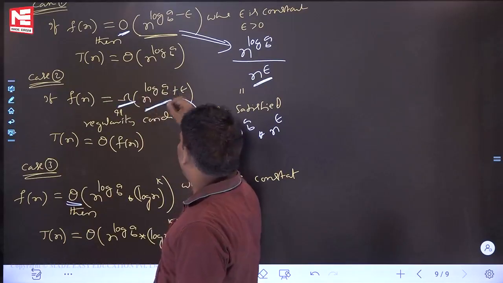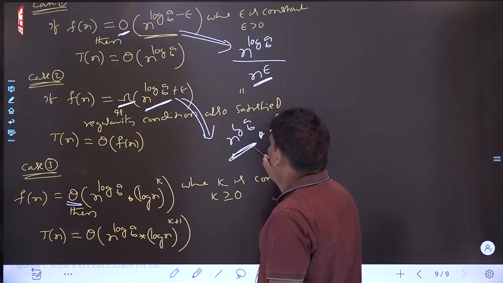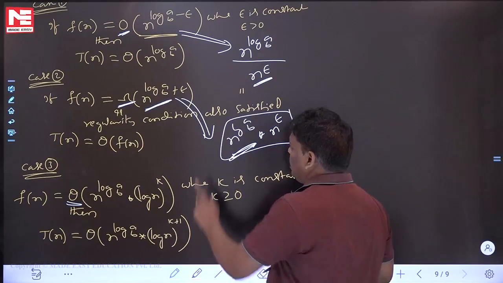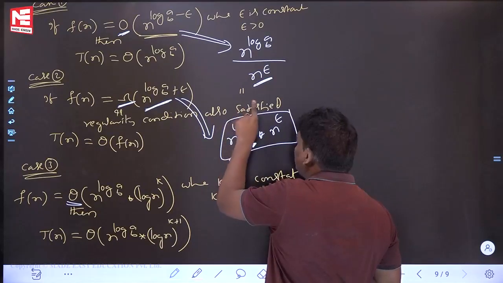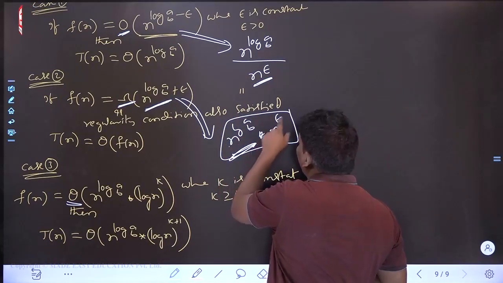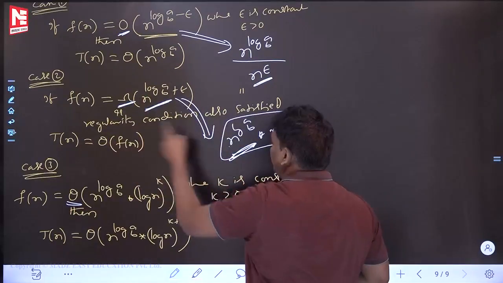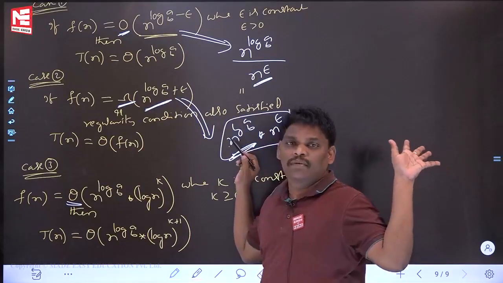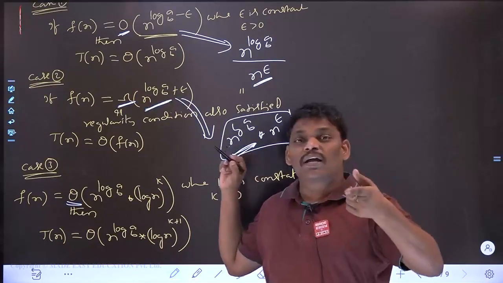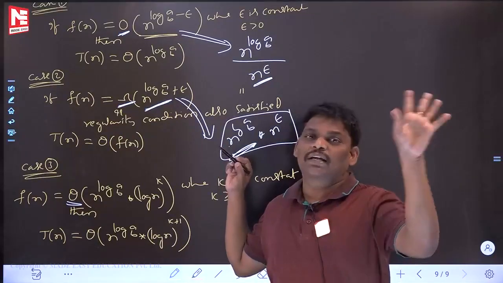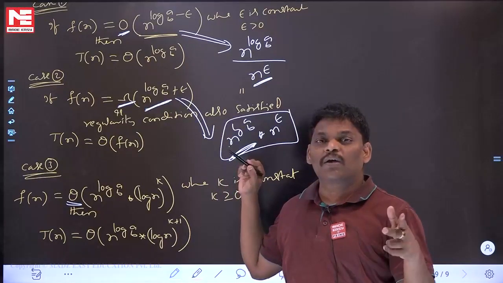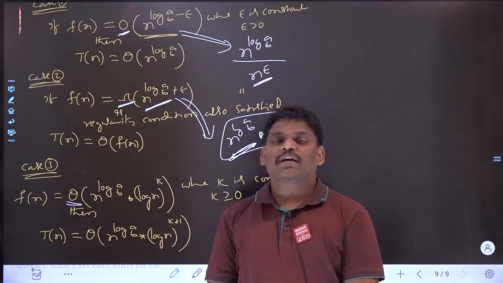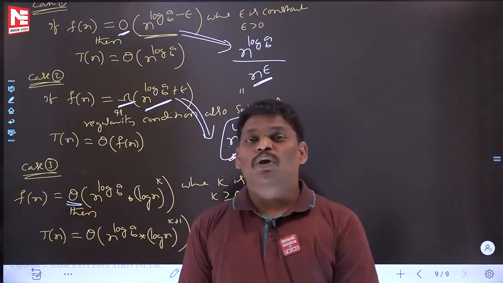In case 2, n power log a base b is smaller, but if you multiply by a polynomial, then it is equal to f of n. It indicates that n power log a base b is smaller by polynomial time. Case 1 says that n power log a base b is greater by polynomial time. Case 2 says that n power log a base b is smaller by polynomial time. Please be careful. Can you help me? According to case 1 of the master theorem, what is the answer?